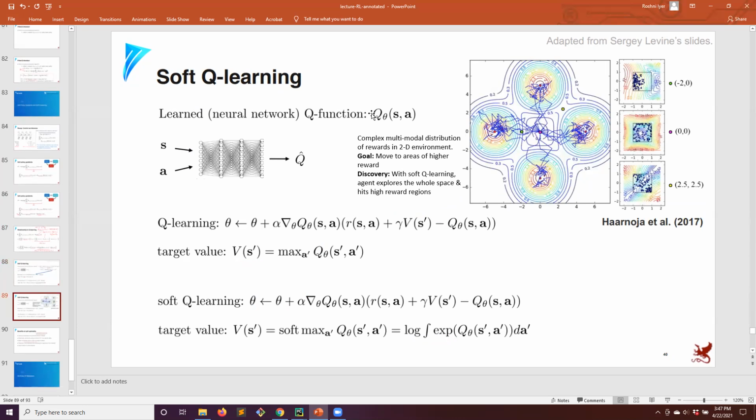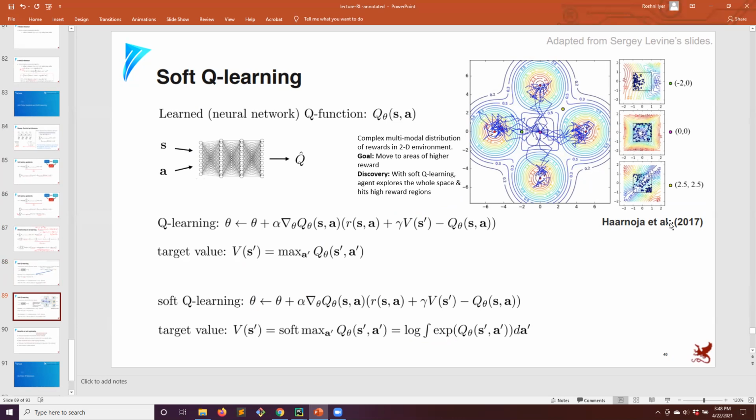And comparing the two things, we see something in practice, which is that when we are using the softmax, we actually enable the agent to explore more states while also reaching the regions of high reward.